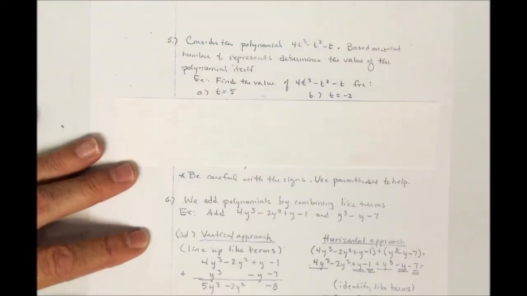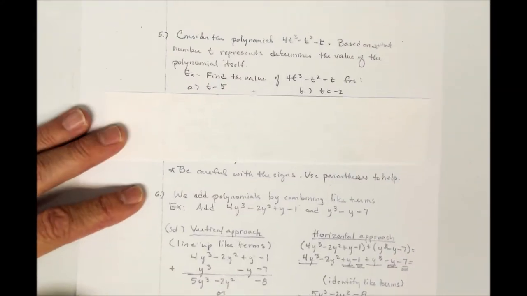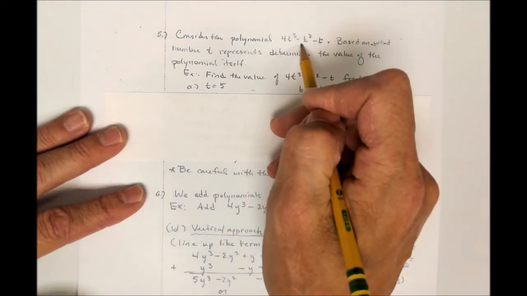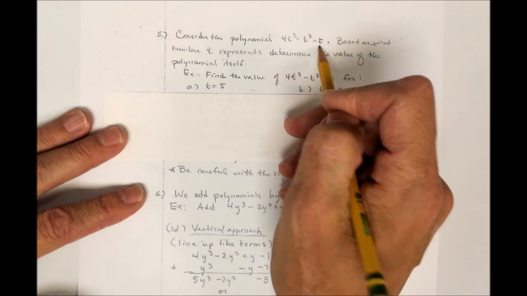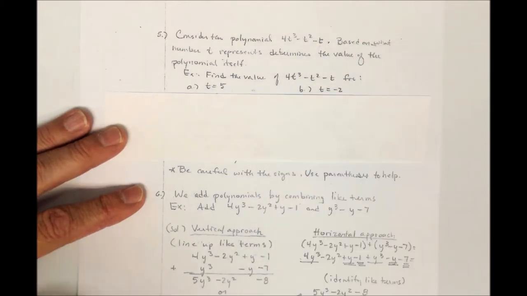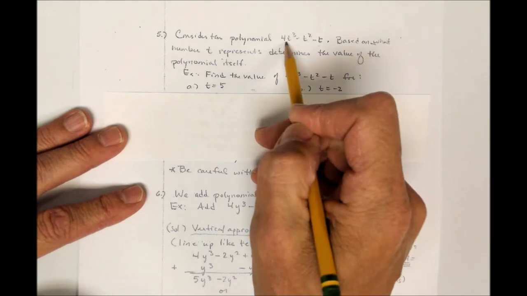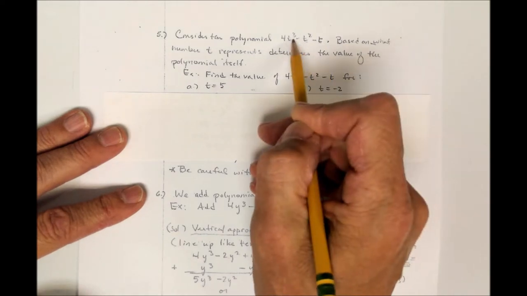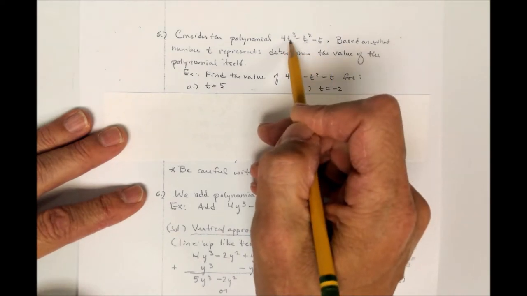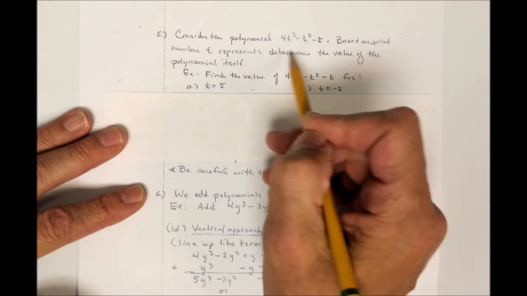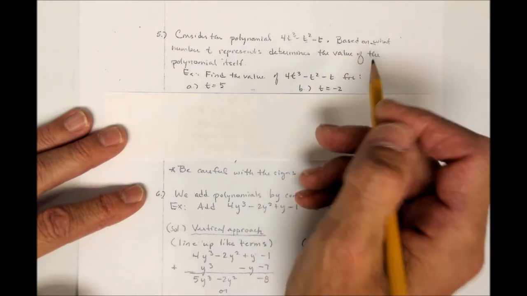Hang in there. All right, now let's consider the polynomial 4t to the third minus t to the second minus t. Okay? By the way, it's a trinomial. There are three terms, and it's cubic because it's degree 3. Here, the highest degree of any of the terms is 3, so this polynomial is degree 3, or cubic, right?